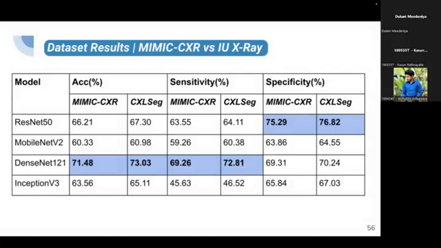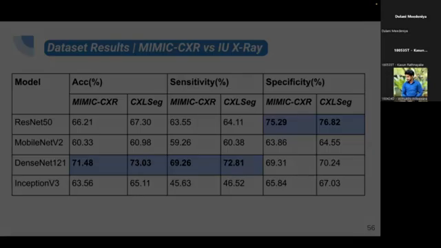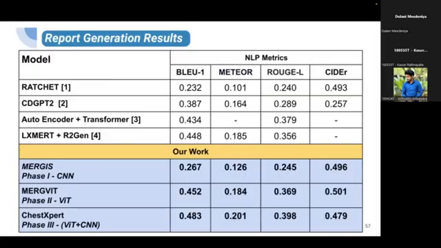We have done a medical image classification task using both the MIMIC-CXR and the CXL-SEC datasets, to find out which performs better. As you can see, our dataset, the CXL-SEC dataset, actually gives better results compared to the original MIMIC-CXR dataset. So these are the overall results of our research.